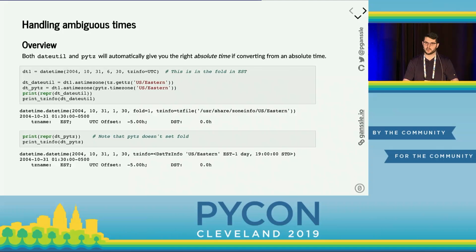Okay, so when you're working with ambiguous times, you may have a couple edge cases to handle. So if you use as time zone, Datetime and PyTZ will both do the same thing because it's taking an absolute time and converting to another absolute time. But you'll note that PyTZ does not set the fold because they don't use the fold or need the fold.